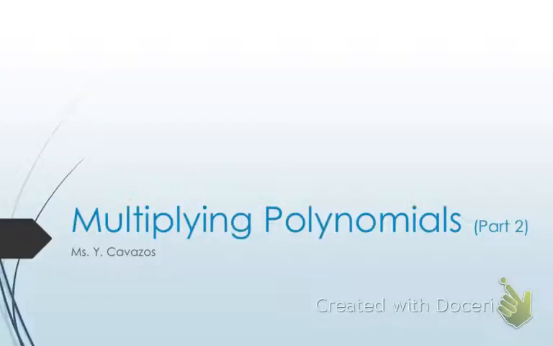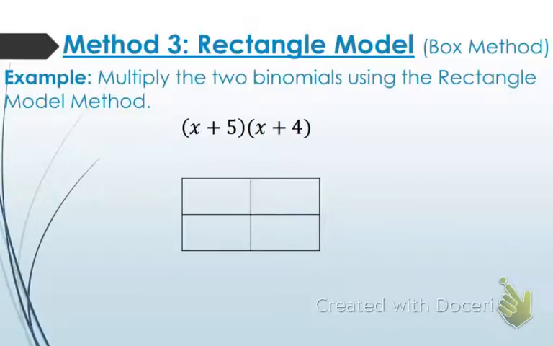Multiplying polynomials, part 2. In this video I'm going to show you the third method, which is the rectangle model, also known as the box method. We went over the distributive property method, the FOIL method, and now the box method. This one is really nice because you can see how your numbers are organized in a box, in squares actually. And this is how you're going to do it.